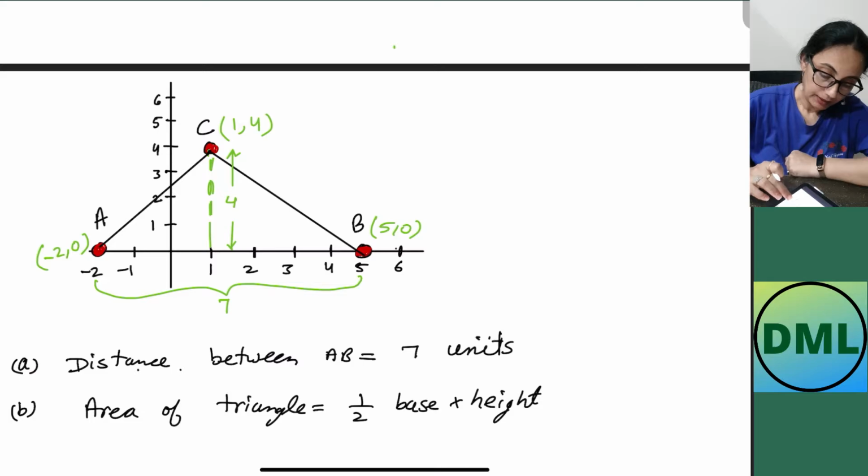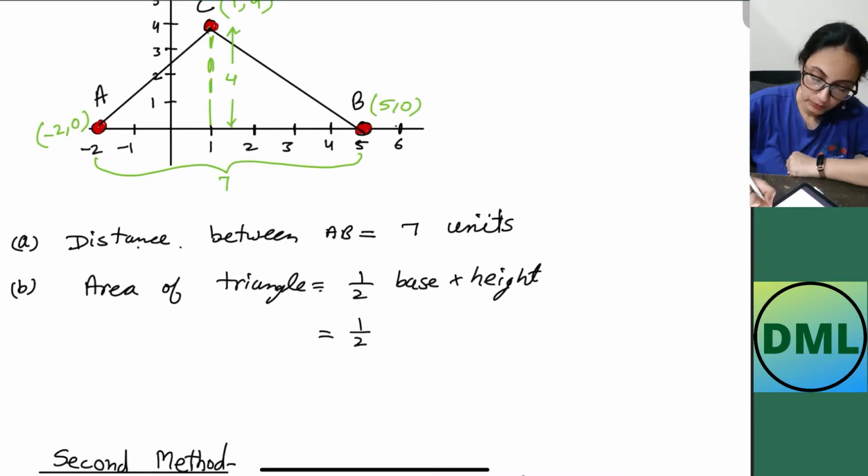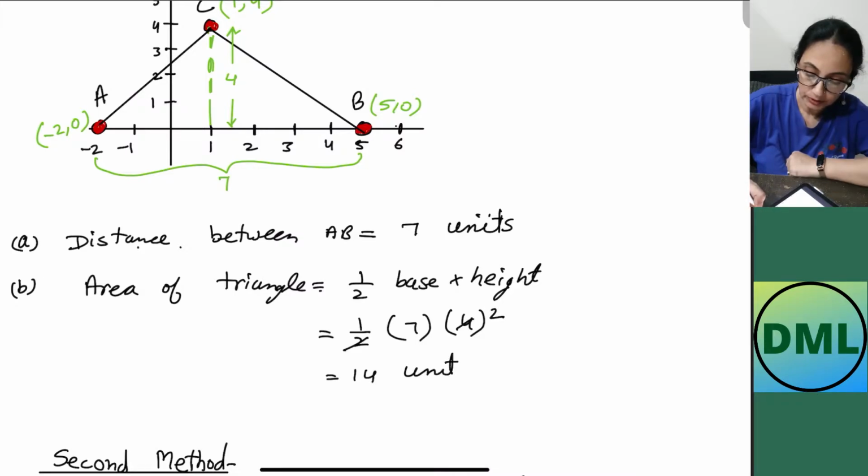Now I need to find the area of the triangle. As you know, the area of a triangle is half base times height. Now my base is 7 and my height is 4. Let's substitute that here. That equals half times 7 times 4. So 2 will get cancelled with 4, so it will be 2. So my answer will be 14 unit square. That is my area for this triangle.